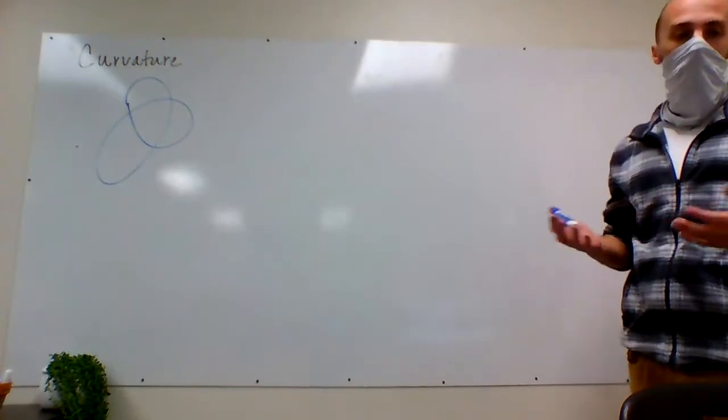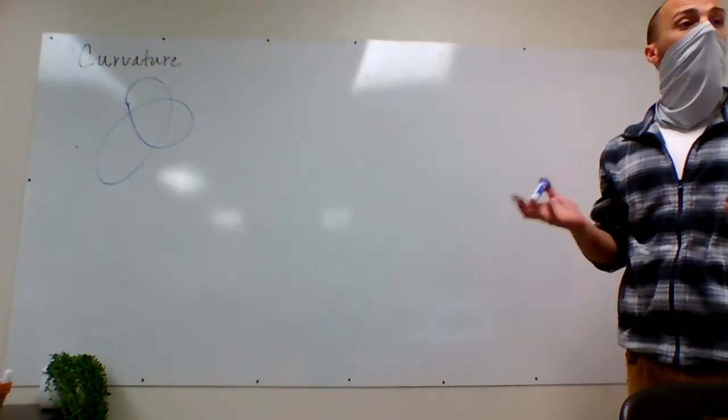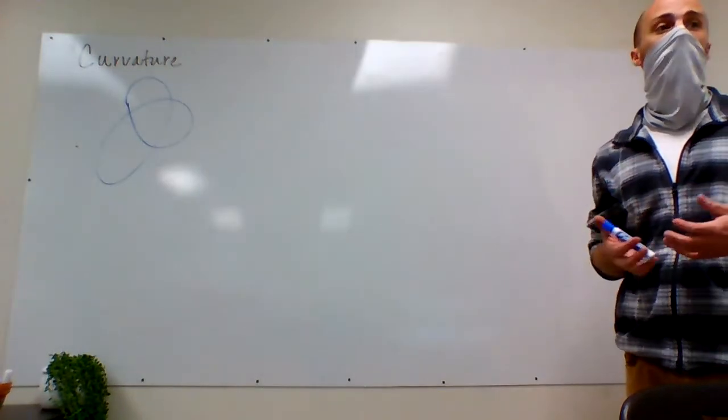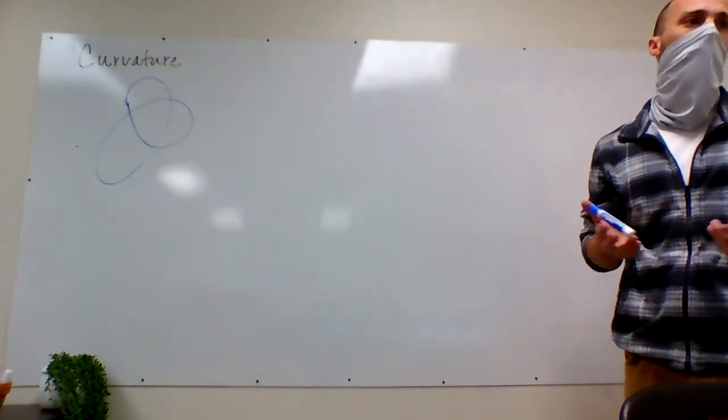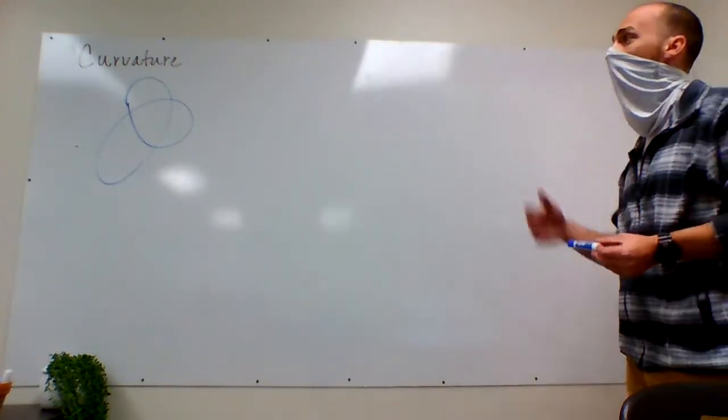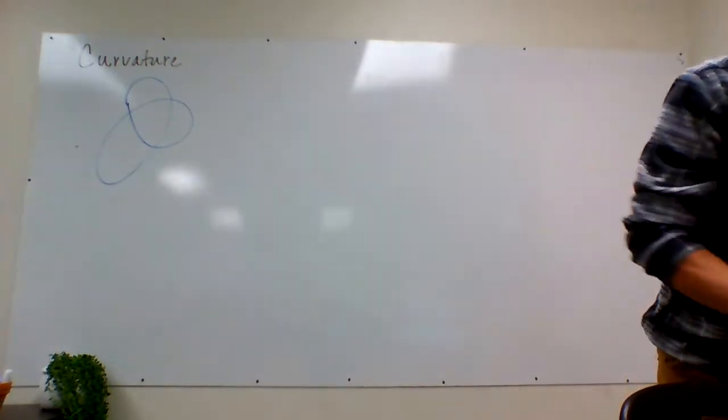And so what we're going to do is define curvature, and I'm going to show you a couple of ways to compute it. I'm going to show you a really nice way of computing the curvature of a given circle, and then I will connect it back to the geometry of the curvature. So I'm going to start by defining curvature.